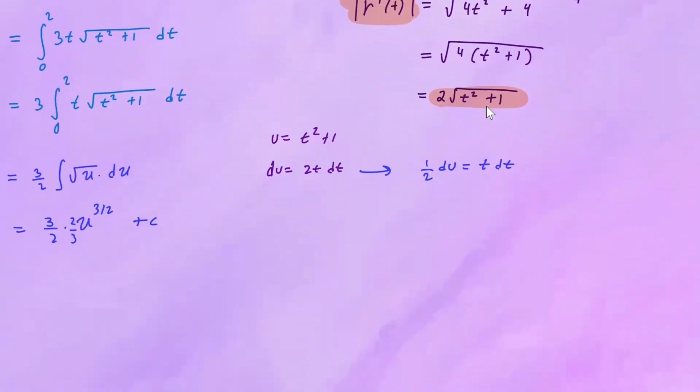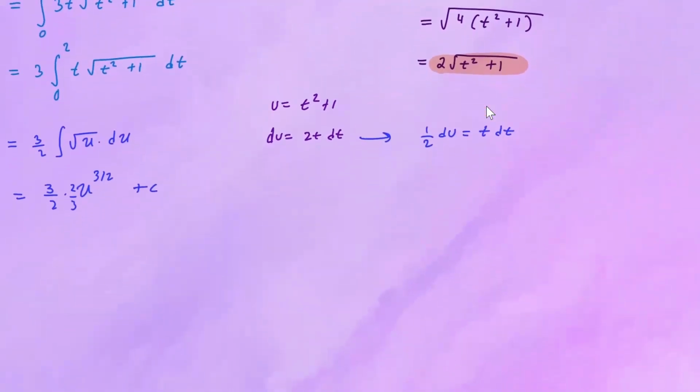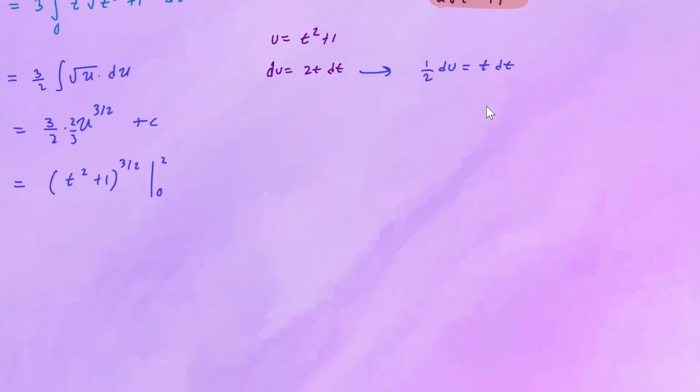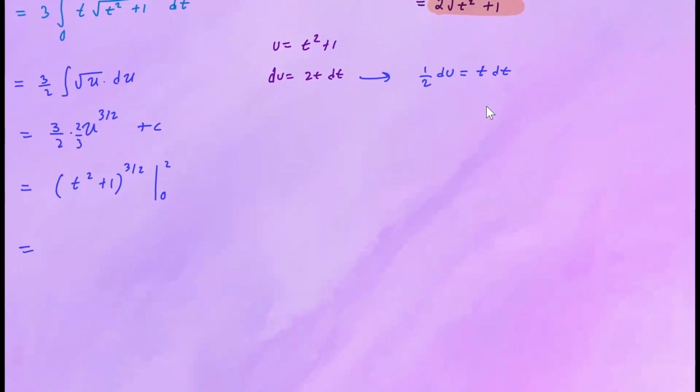Now, since I'm going to plug in what u is, I'll bring in the limits of integration in terms of t. So 3 over 2 and 2 over 3 cancel each other. You're just going to have t squared plus 1 to the power of 3 over 2 evaluated from 0 to 2. So I finally substituted what u is in here. Now we plug in the upper limit, 2 first. This will give us 2 squared, that's 4 plus 1, that's 5 to the power of 3 over 2. And then when you plug in 0, you get minus 1 to the power of 3 over 2, that's just 1. If you want, you can leave it right here. This is our value for the mass of the wire.